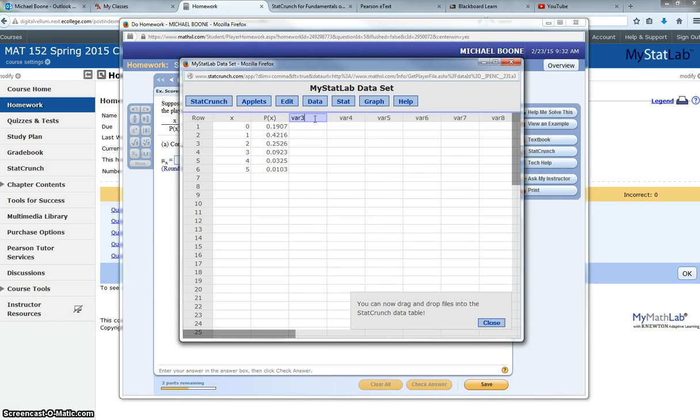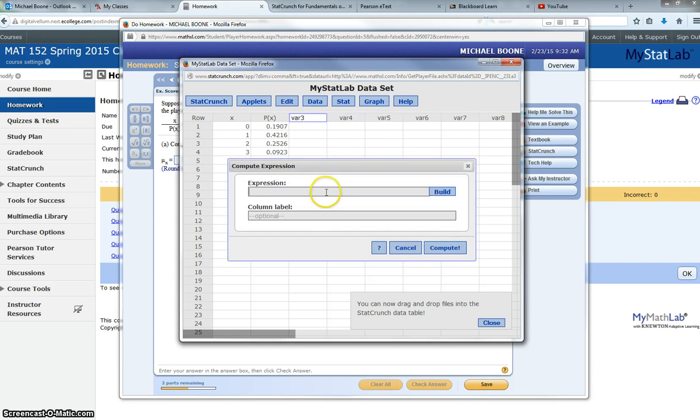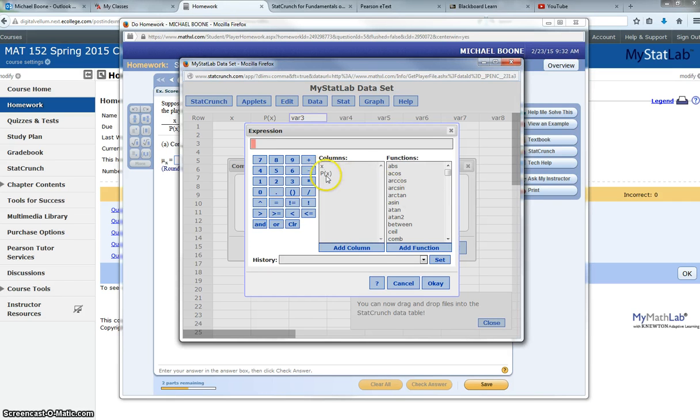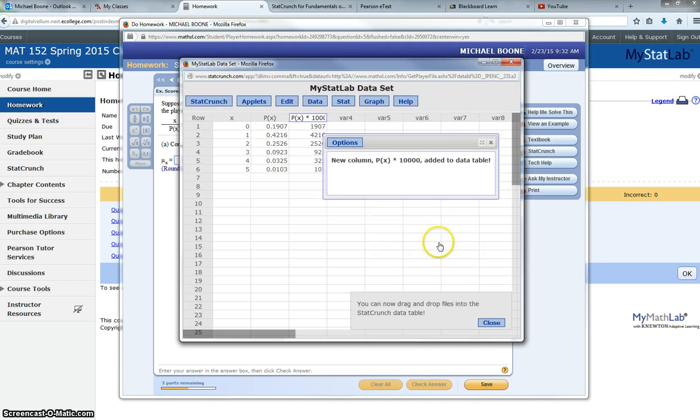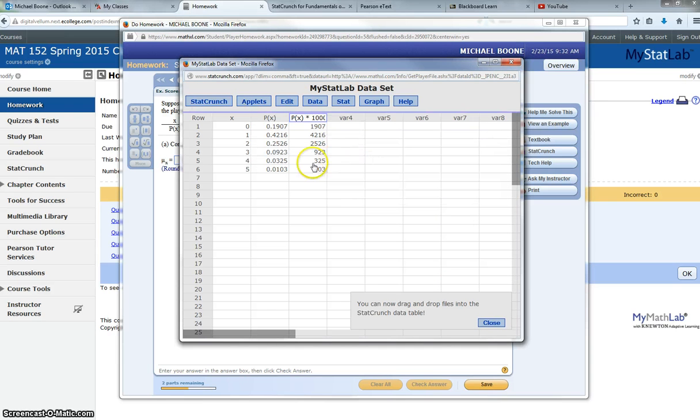So I'm going to go up to my var 3 and I'm going to compute an expression. This allows us to manipulate the data that we have. So I'm going to click build. I want to take my probabilities and I want to multiply them by 10,000. That'll move it 4 decimal places because I have 4 zeros. And now that I have that, I have integers.